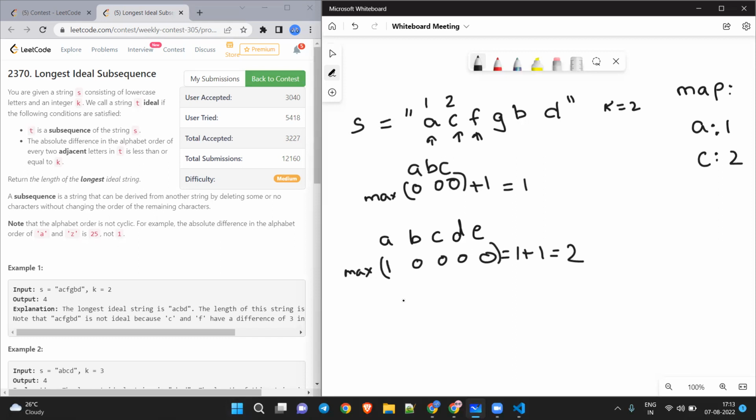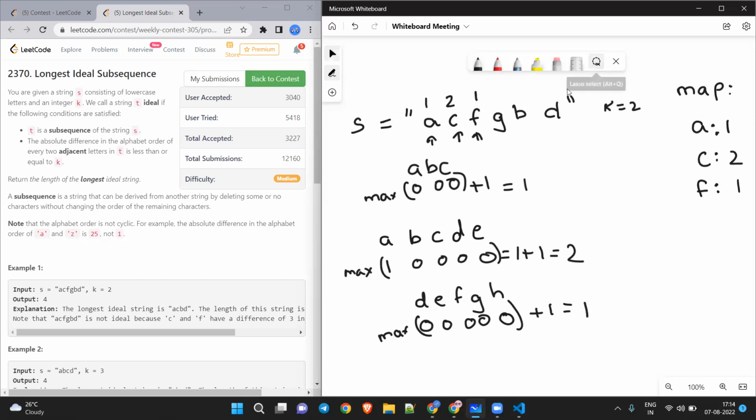Now for the next index, F, the possible values are D, E, F, G, H. We don't have any value for D, E, F, G, or H, so the maximum will be 0. Plus 1, we get 1. So in the map for F, we put 1. And let me erase this.